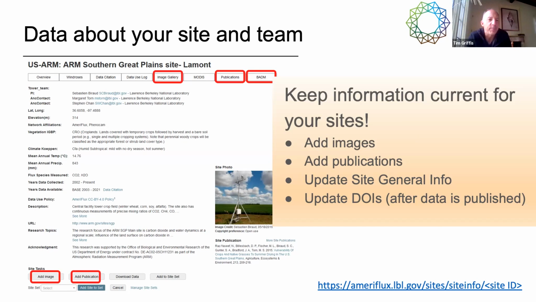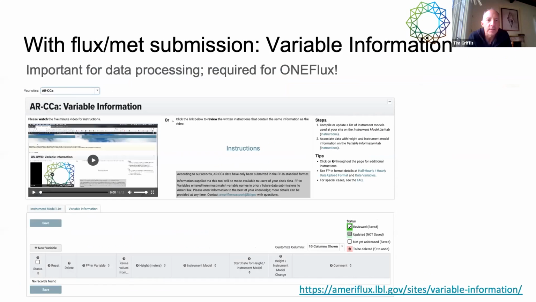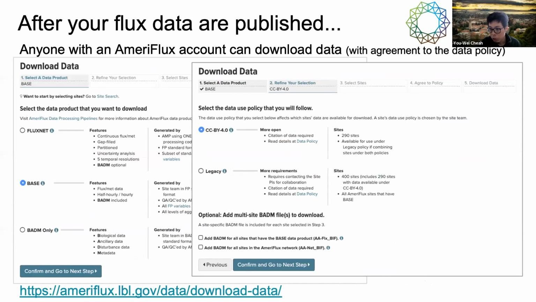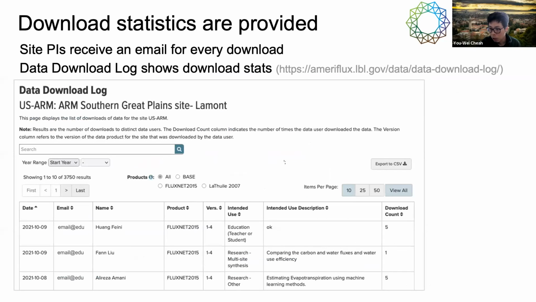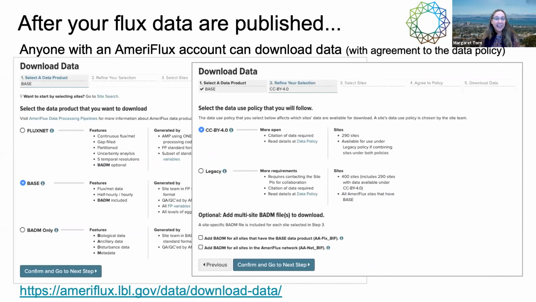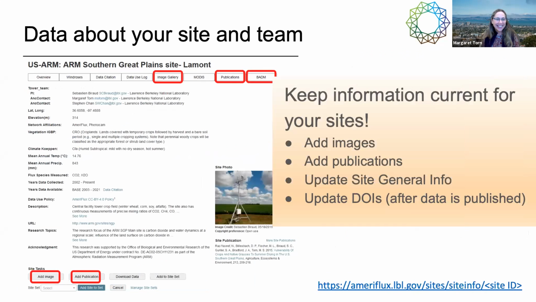Okay, thanks, Margaret. I was just curious, where do we find the download statistics for our sites? So yeah, Margaret, if you want to go back to the site info page there. Yeah, so the data use log tab is right there beside the image gallery. If you click on that, it will lead you to that statistics page. Great, thank you.